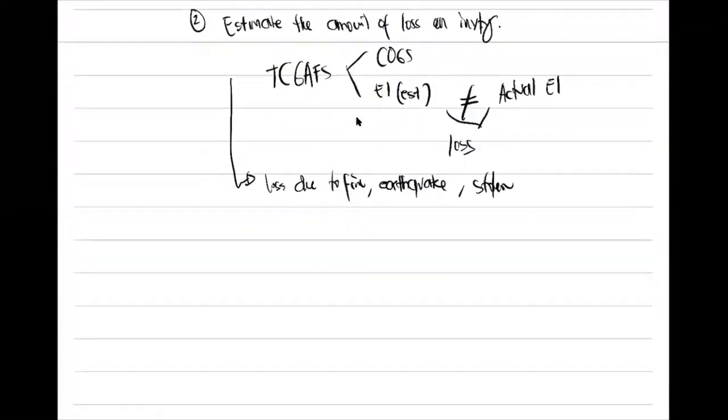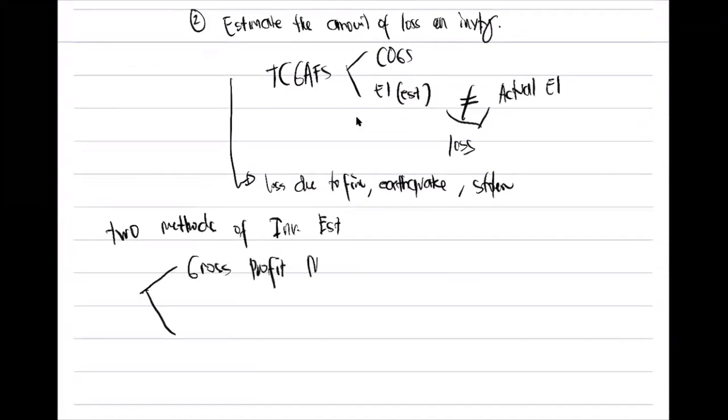Okay, we go forward and learn about the two methods of estimating your inventory. So what are these two methods? First, you have your gross profit method, and we have your retail inventory method.